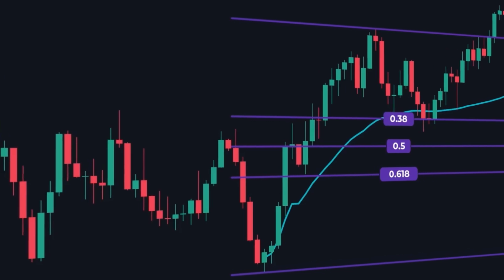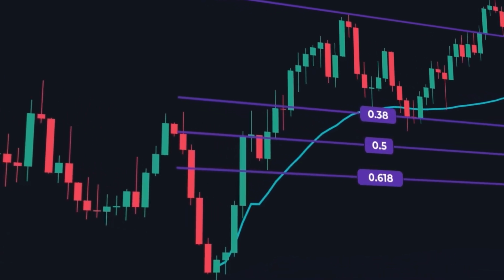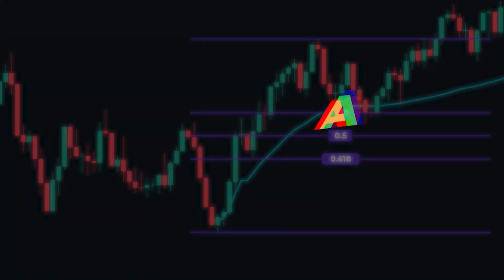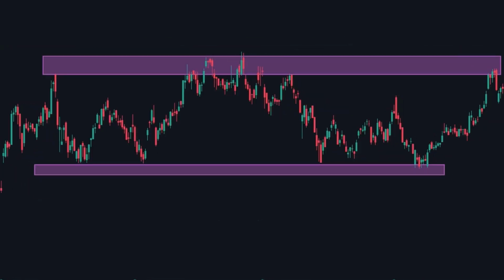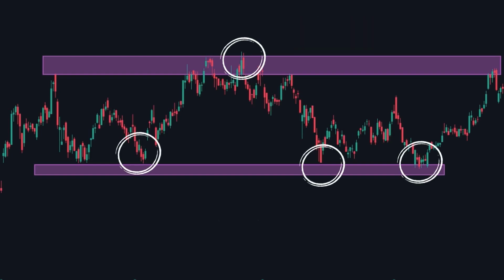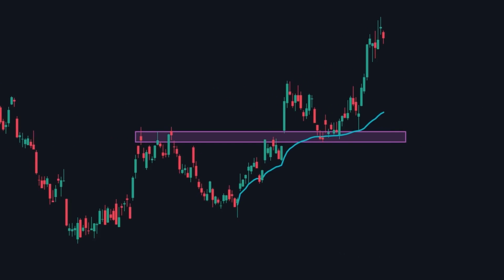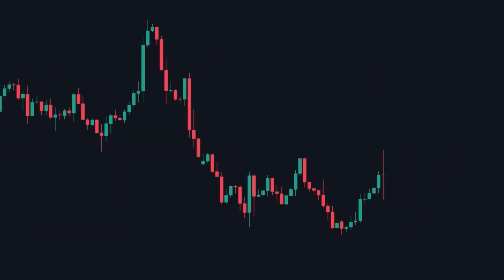Let's take a look at the final approach before we wrap up this video. 8. Anchored VWAP plus key levels. Technical analysis relies heavily on support and resistance levels to identify regions where prices may reverse. When the anchored VWAP lines up with these crucial levels, it provides a high probability trading opportunity. Here's an example. In this scenario, we begin by graphing the anchored VWAP from a position that marked the commencement of a substantial downward movement.